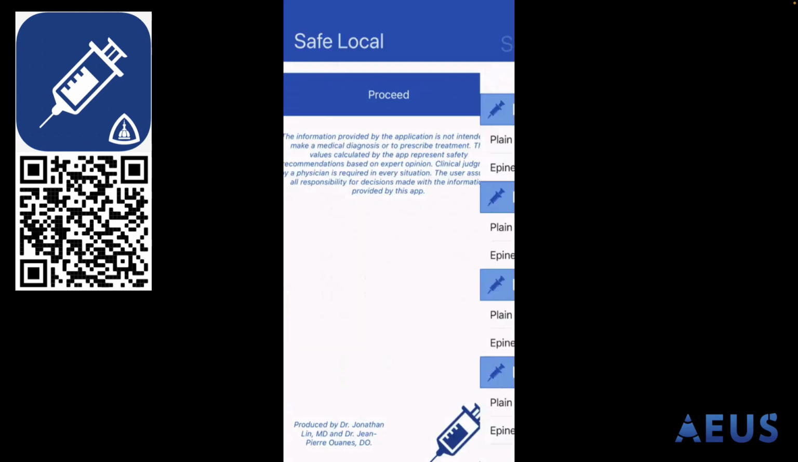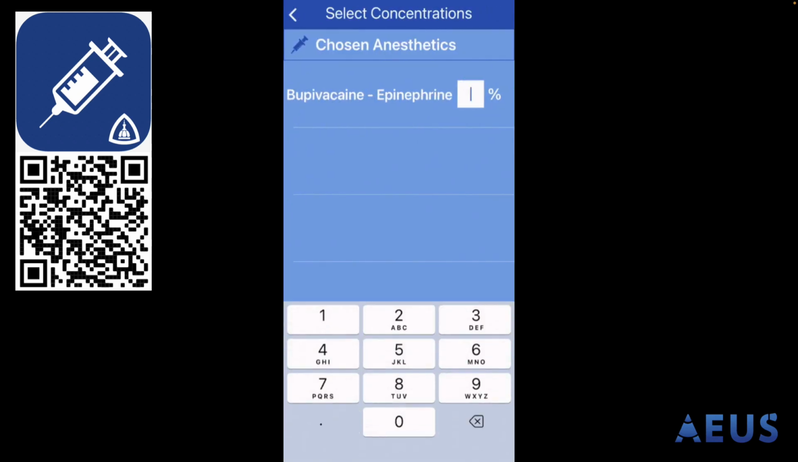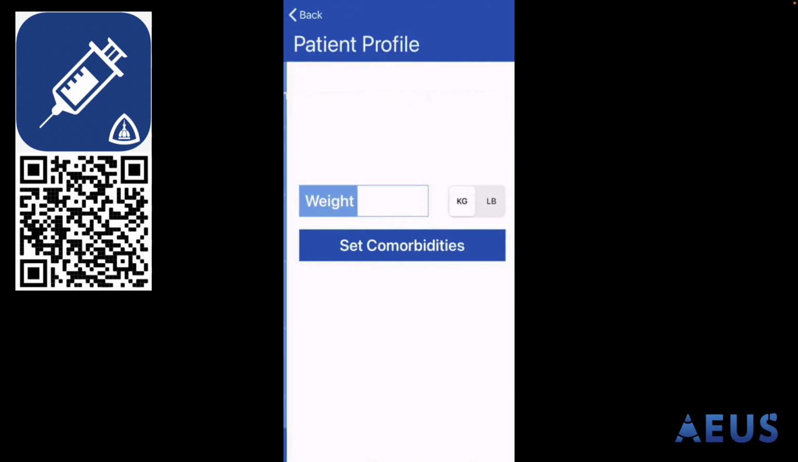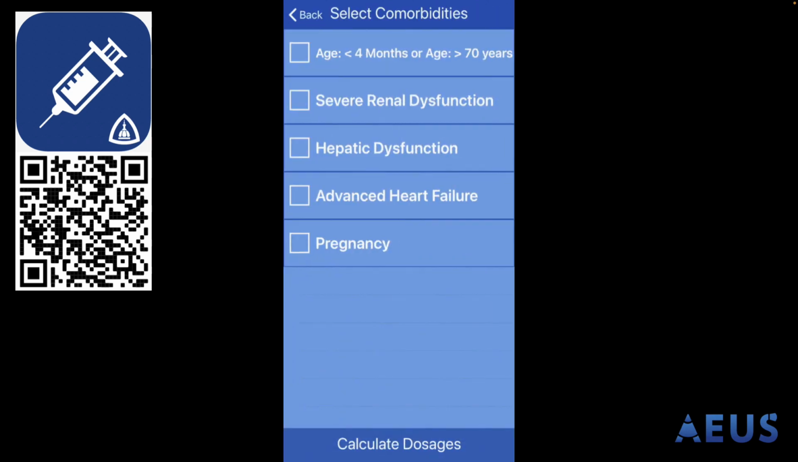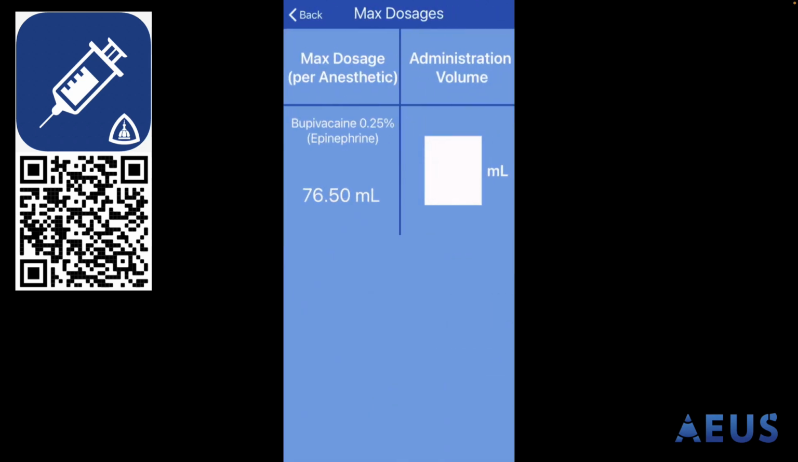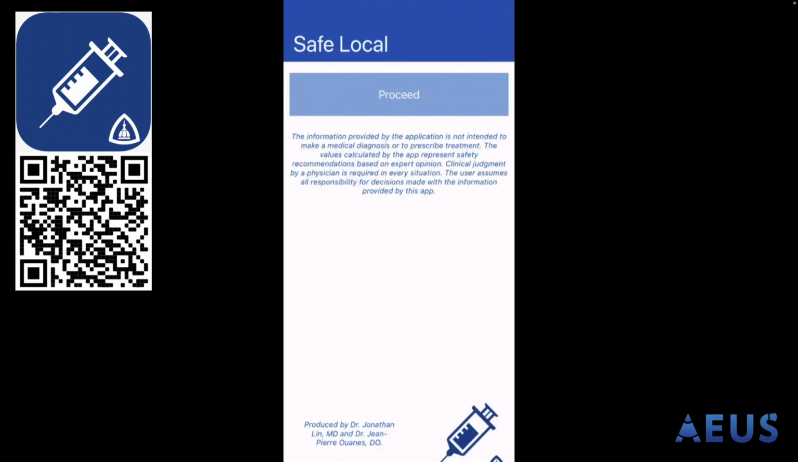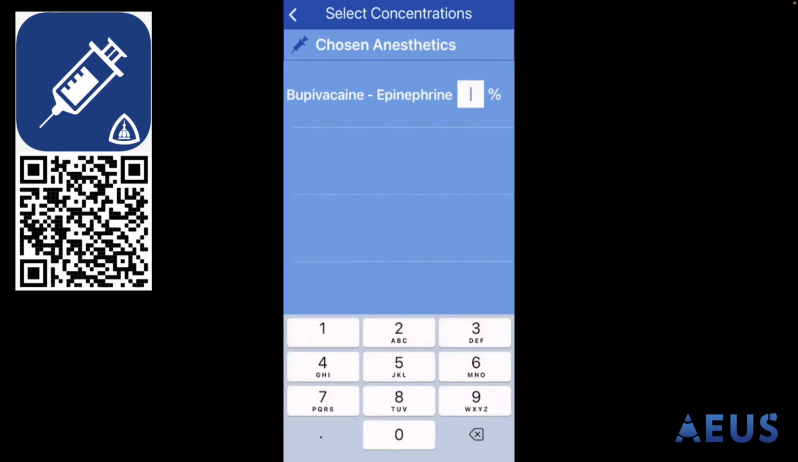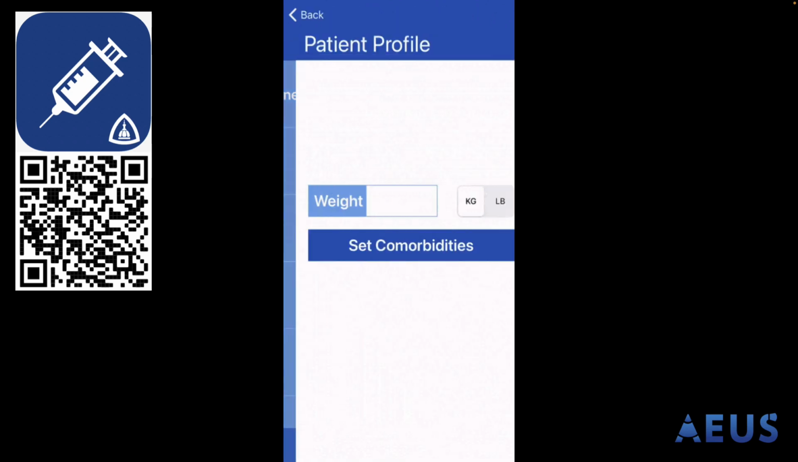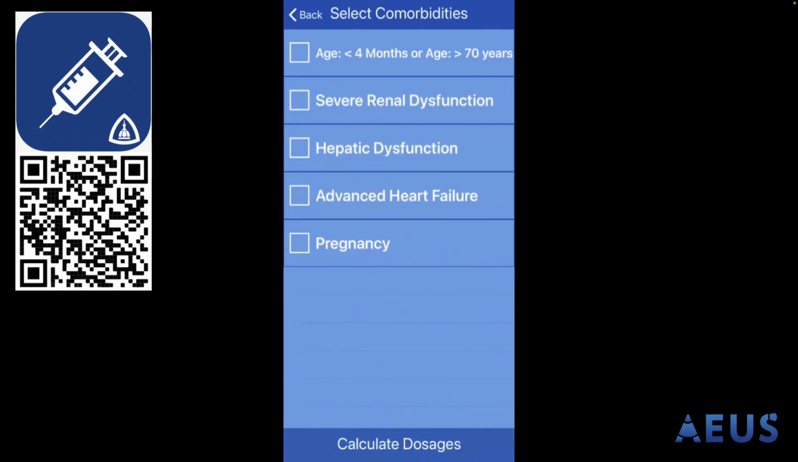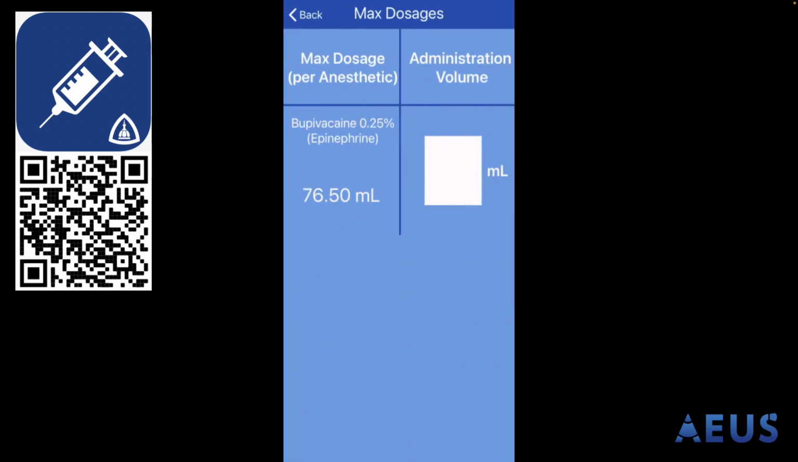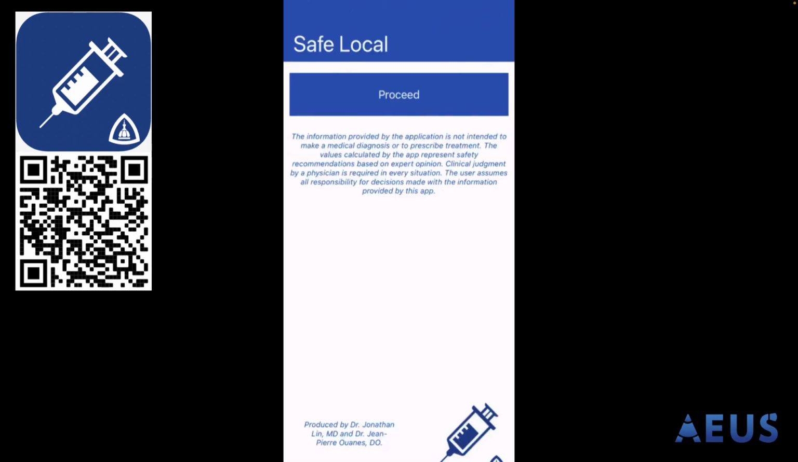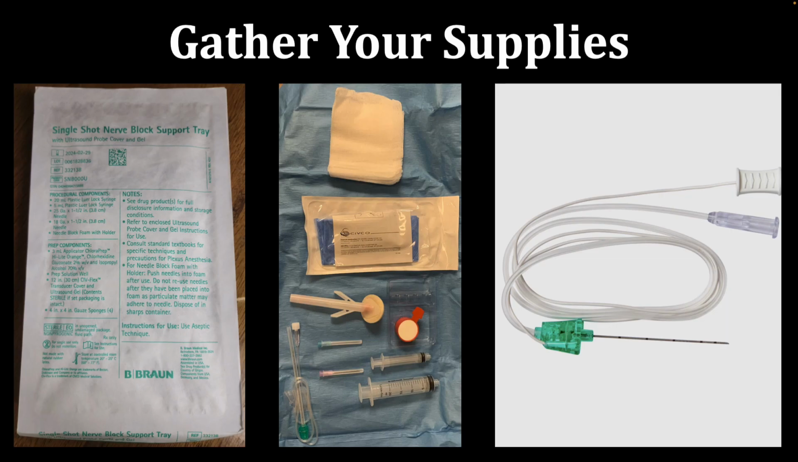Instead, I recommend using a dose calculation app like SafeLocal, which prompts you for the anesthetic and the concentration, the patient's weight and medical comorbidities, and provides you with a maximum volume of anesthetic. I would further reduce this maximum by about 20% for an extra margin of safety. Using an app like this for dose calculation is quick, reduces your cognitive burden, and reduces the chance for calculation error. With your medication chosen and dose calculated, now gather your supplies.